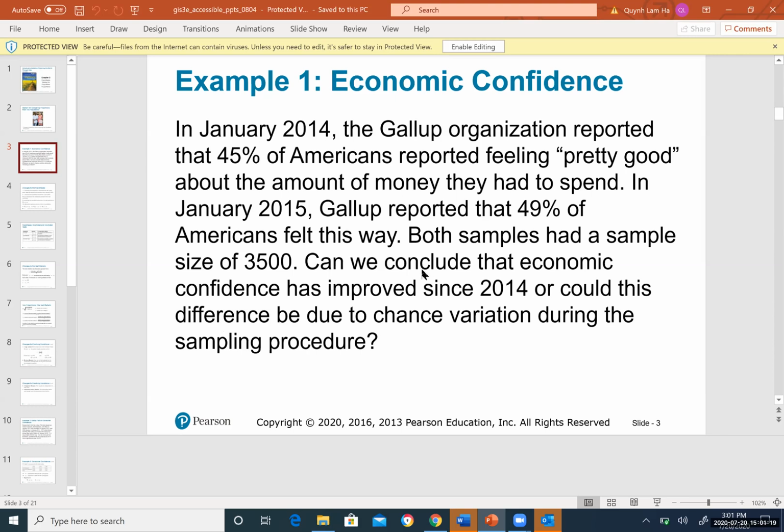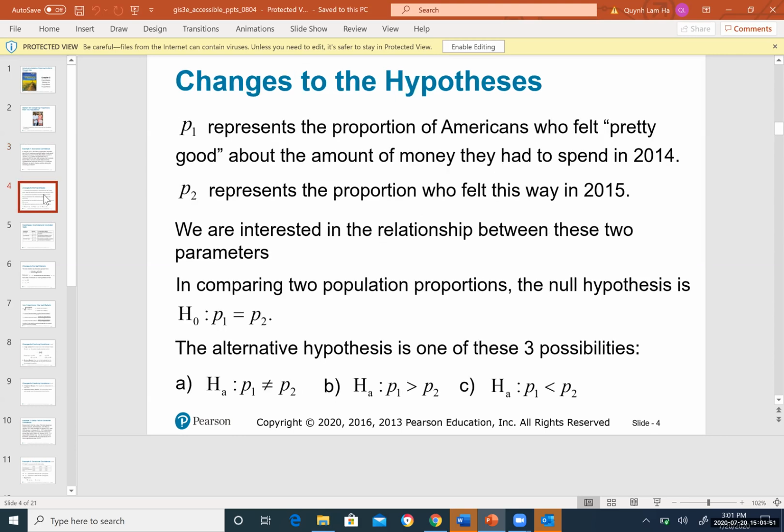So for this example, it is good for you to look at it and know how to analyze. This is two different groups and two different P and two different N, okay? And the question is down here: they want to know if the economic confidence has improved from 2014 to 2015 or not. So let me see the next slide.